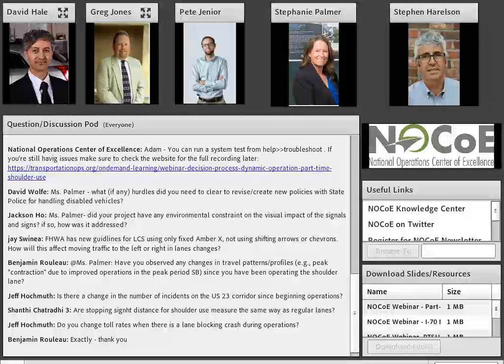Last question. FHWA has new guidelines for LCS, which I believe stands for lane control signs, using only a fixed amber X and not using shifting arrows or chevrons. How will this affect moving traffic to the left or the right in lane changes? Yeah, I'll jump in on that one. This is a recent memo that came out, and basically the chevrons and the diagonal arrows that you may have seen in some of the pictures were all under experimentation when they were utilized on those facilities. The memo that recently came out says only using the yellow X going forward, and that they're not going to approve any more experimentation projects.